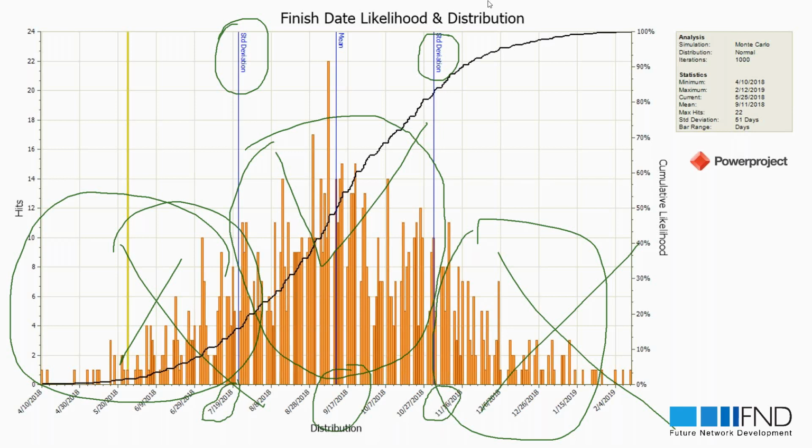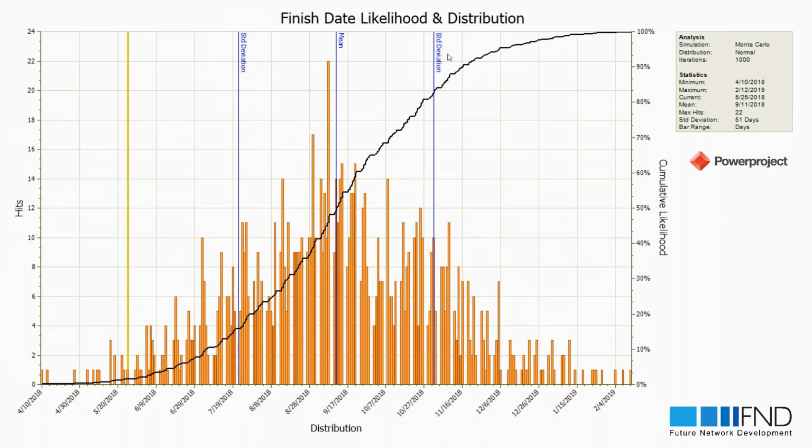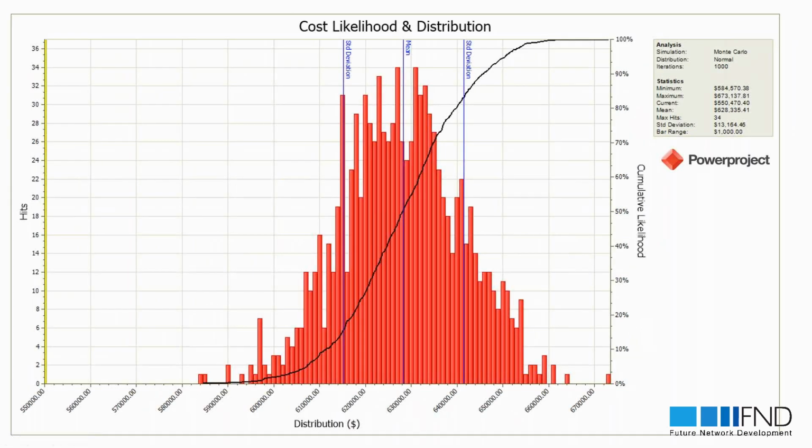Okay, so this is excellent feedback from the software, which I can report to my management: best case, worst case scenario. Of course, we can have the same for cost. You can see that this is my project cost, and this is the estimation, which is for $630,000.